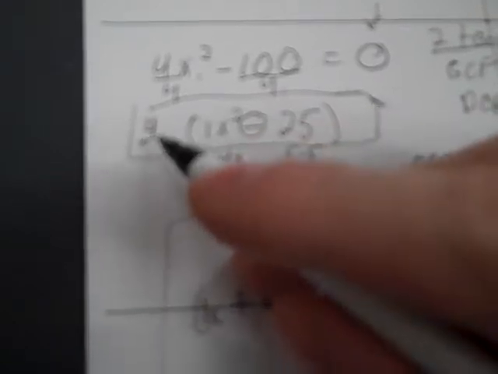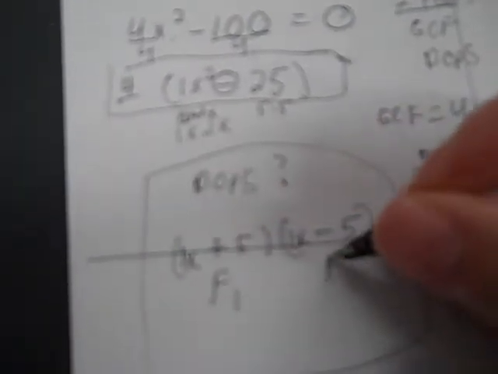Now, the 4 right there does not have an x, so that should not be used to solve the problem. Instead, that's going to be factor 1, and that's factor 2. So 1x plus 5 equals 0, or 1x minus 5 equals 0. So at minus 5, 1x would equal negative 5, so there's our first answer. And 1x is going to equal positive 5, that's my second.